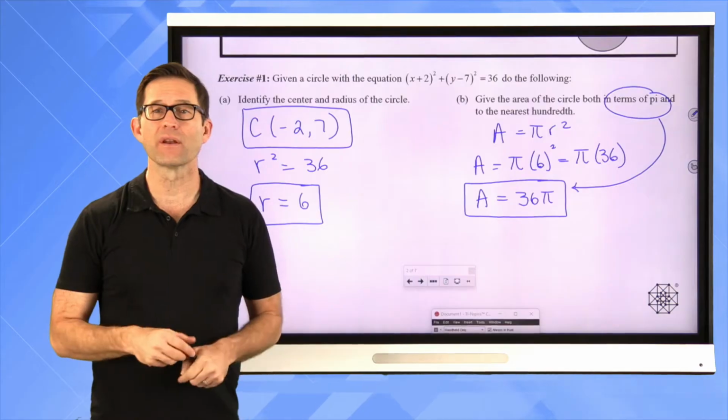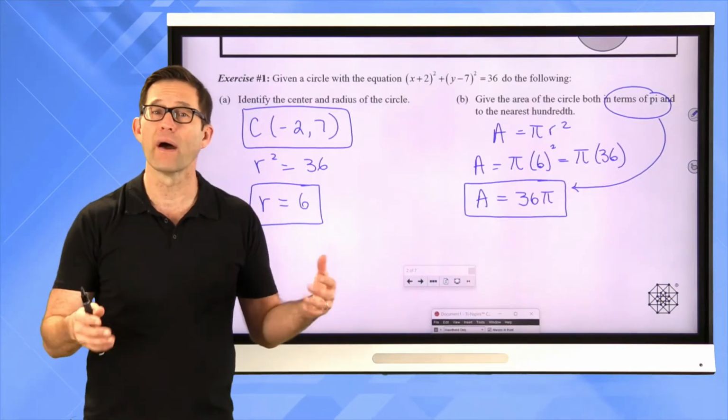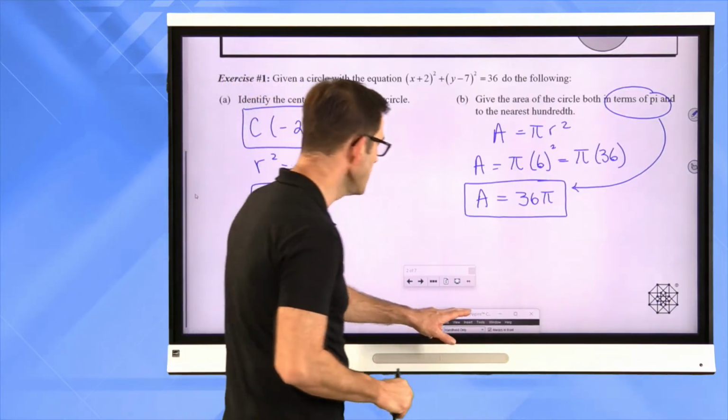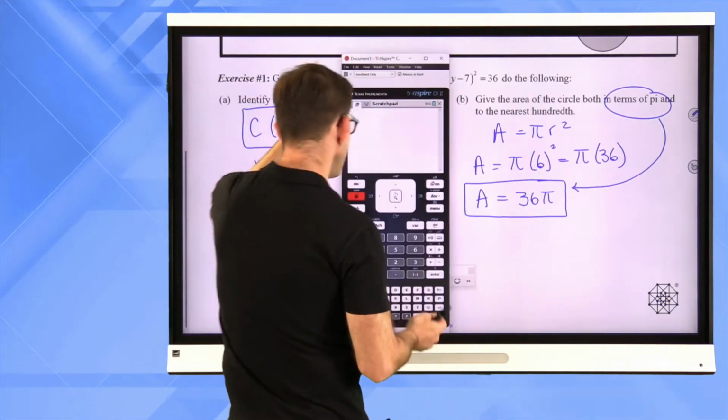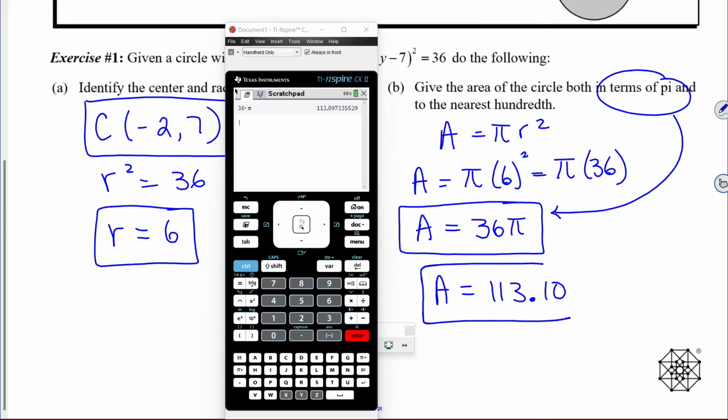But in practical scenarios, you almost always want to know areas or lengths or volumes rounded to a particular degree of accuracy, in this case to the nearest hundredth, and that's easy enough then to just type in 36 pi on our calculator, right? Hit enter. It does everything for us, so our area is going to be 113, a little bit irritating on the rounding, 0.10.